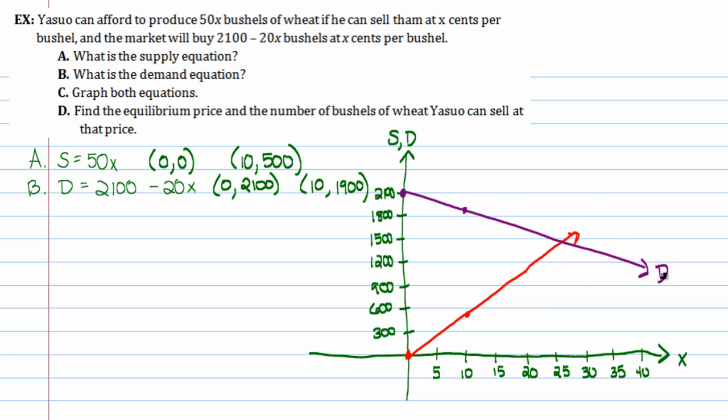Something like that. Now remember, the purple is the demand equation, and the red, which I'll just extend up a little bit, is the supply equation. And it looks as though the solution to the system, which by the way I should have written down as a system of equations, is S equals 50x and D equals 2100 minus 20x.